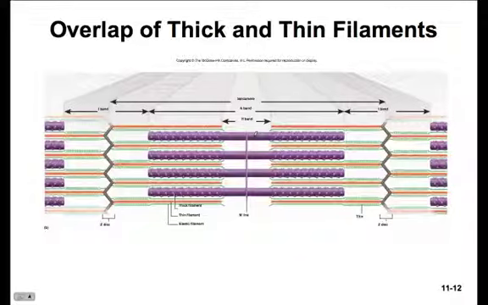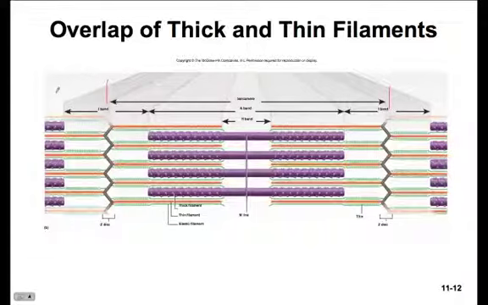Go ahead and now diagram what a sarcomere looks like. In fact, put three sarcomeres in a row. We have one sarcomere pictured between here and here. And then we have a portion of a sarcomere here and a portion of a sarcomere here.